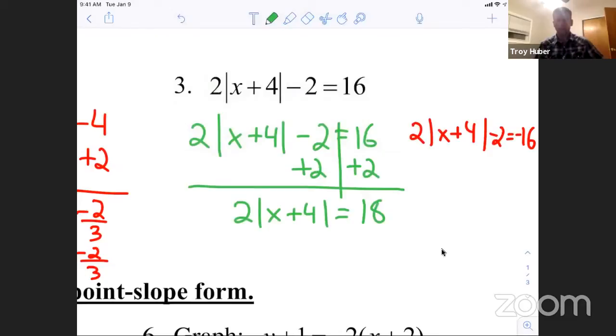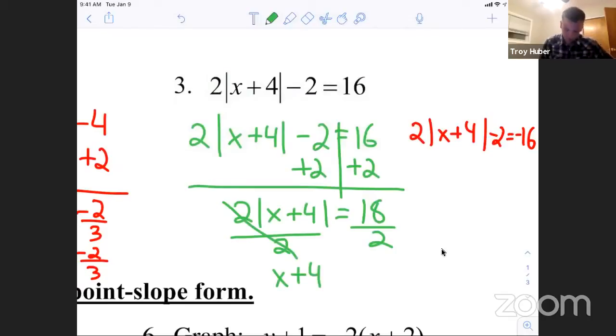All right, here's where it's a little bit different. This 2 is multiplied by that x plus 4 in that absolute value. Before, when it was in parentheses, we were normally using that distributive property. Now, because it's an absolute value, we really just want to get rid of that 2 right away. So let's divide each side by 2 so that I'm left with the absolute value of x plus 4 is equal to 9.